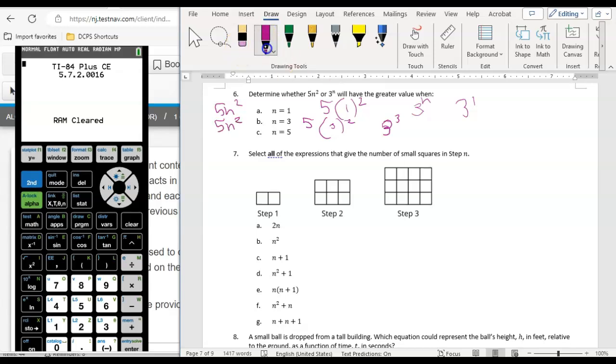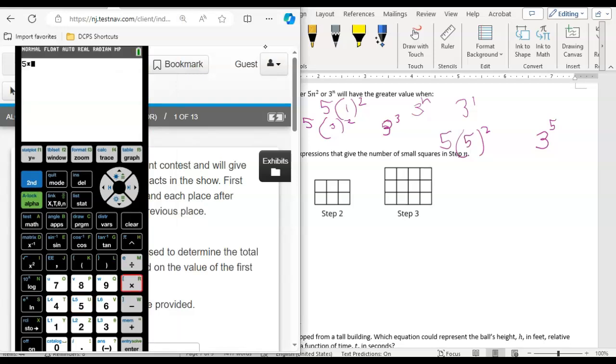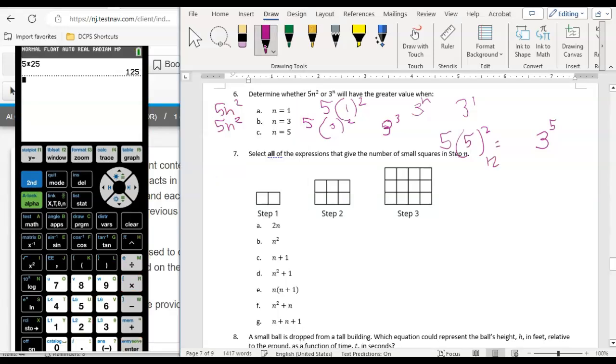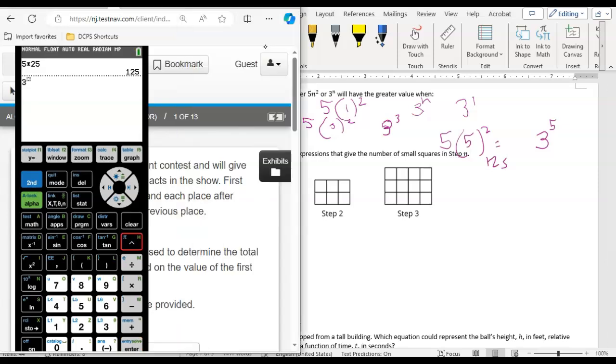And now when we get up to 5, you can plug this as 5 times 5 squared versus 3 to the 5th power, right? So 5 times 25 is going to be 125 versus 3 to the 5th power is 243.